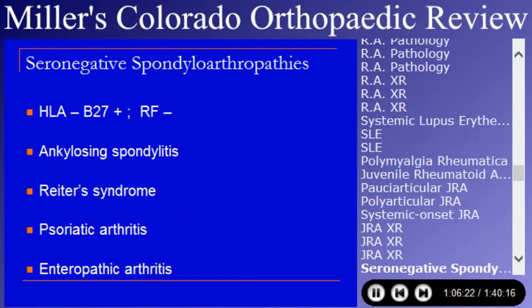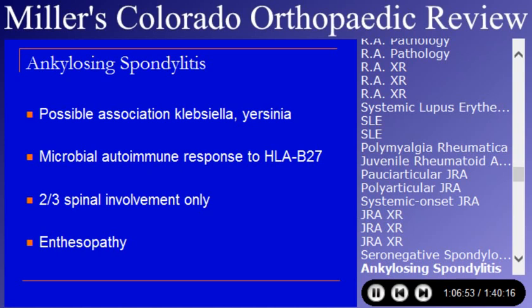Seronegative spondyloarthropathies are uncommon but not rare. General orthopedists and spine surgeons are going to see these people. They tend to occur in relatively younger people. There are a variety of them, including ankylosing spondylitis, Reiter syndrome, psoriatic arthritis, and arthritis associated with inflammatory bowel disease. They tend to be variably HLA-B27 positive and rheumatoid factor negative.